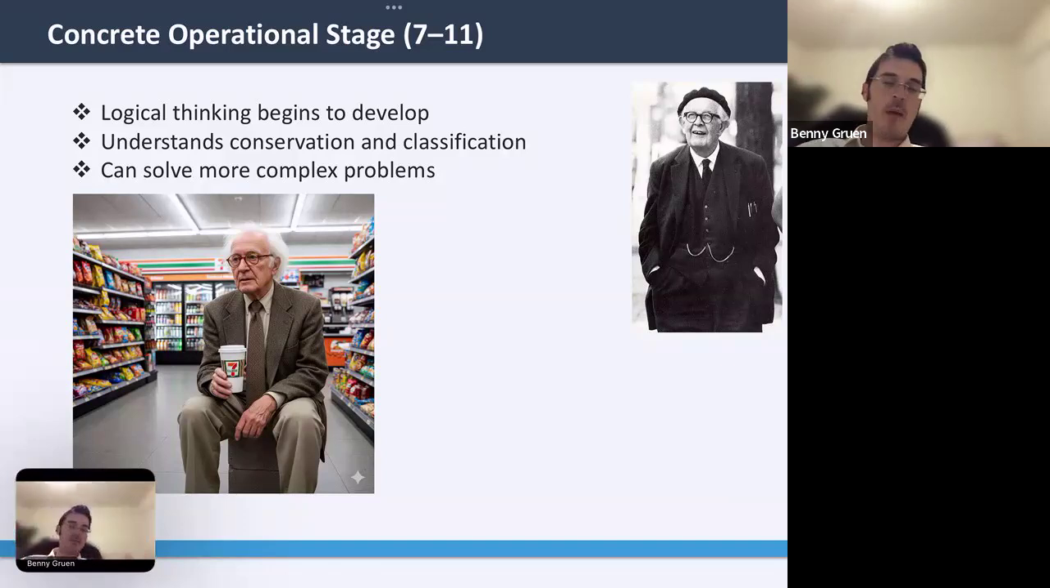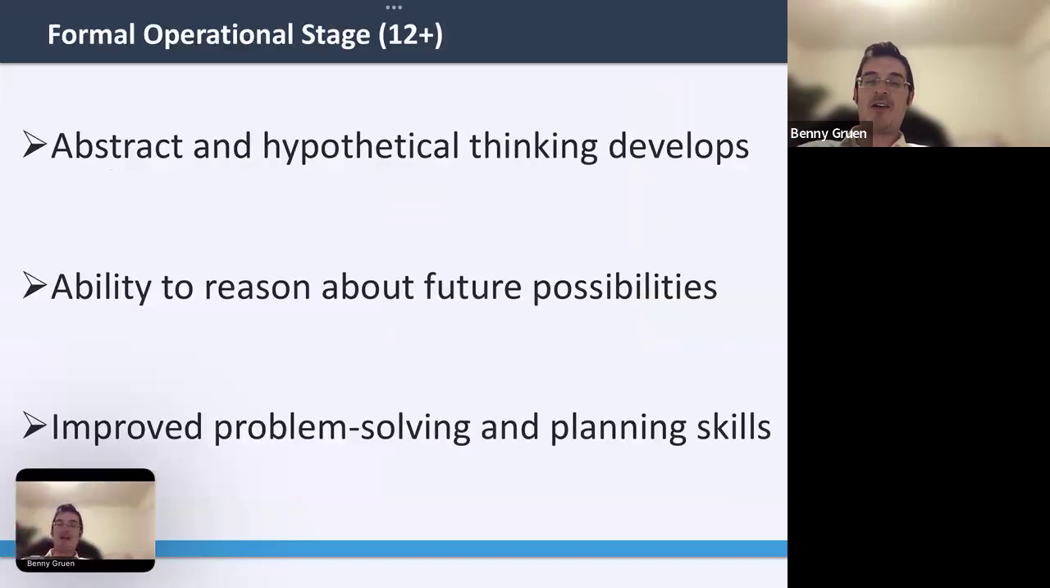The child's thinking is becoming more complex. And yeah, this is my favorite stage. I really like this picture that Jim and I made. Okay, remember our sentence? Piaget went to 7-11, right? So we got Piaget from 0 to 2, 2 to 7, 7 to 11. And finally, the fourth stage is 12 and up. That's called the formal operational stage.